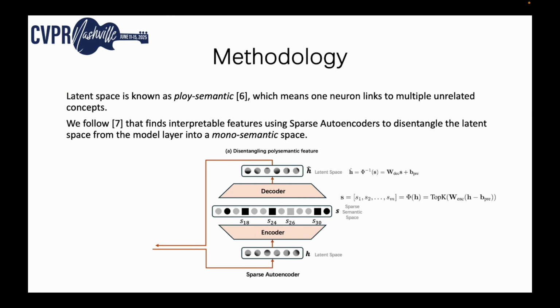A key challenge is that the individual neurons are often polysemantic. They can respond to multiple unrelated concepts. To address this, we employ key-sparse autoencoders, or KSAEs. As shown in part A of the diagram, the KSAE learns to reconstruct the original activations H from a sparse high-dimensional representation S. This disentangles the features, making them more monosemantic and easier to interpret.